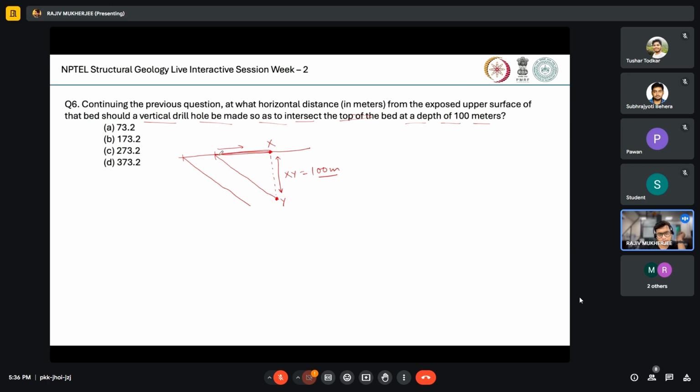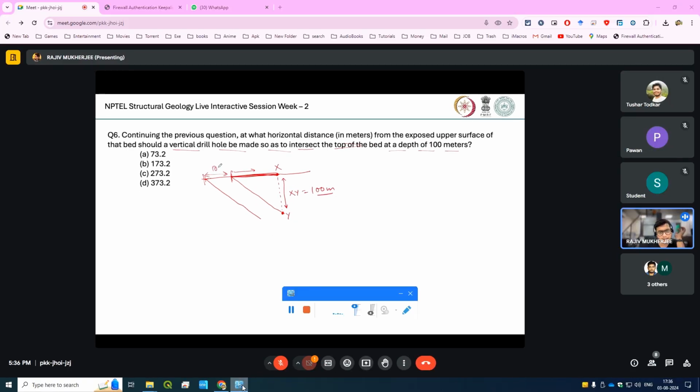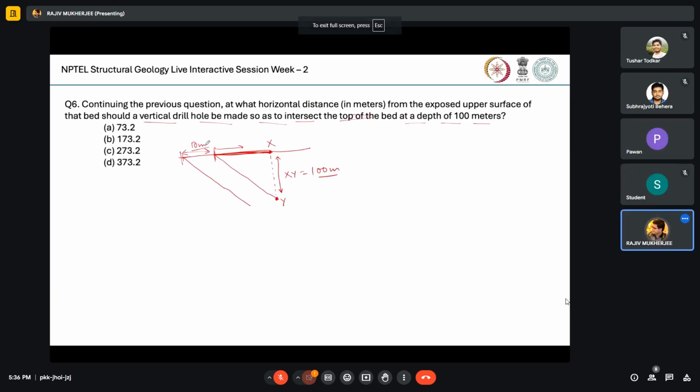Should we consider this horizontal line? I mean, the horizontal distance from the exposure surface, so that we get a depth of 100 meters. Now the problem is that the question is not stating from which part we should start. Should we start from this point, or from this point? Because from the previous problem, we see that this is already a 10-meter exposure.